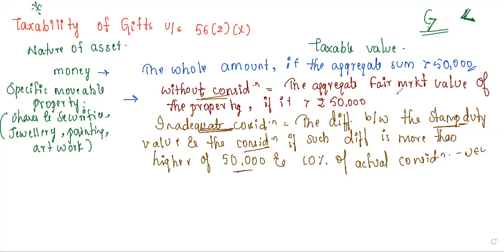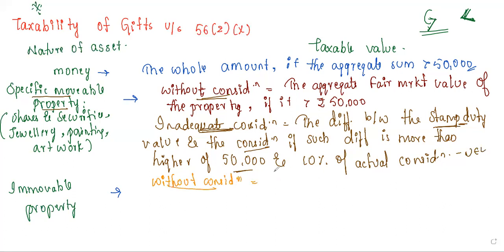Any doubts in this? Understood? So the next thing is, we studied specific movable property. Now we'll study immovable property. Any example for immovable property? If somebody gives you land and all those things, that comes under immovable property. Again, in immovable property, we have without consideration and with consideration. First, we'll go with without consideration.